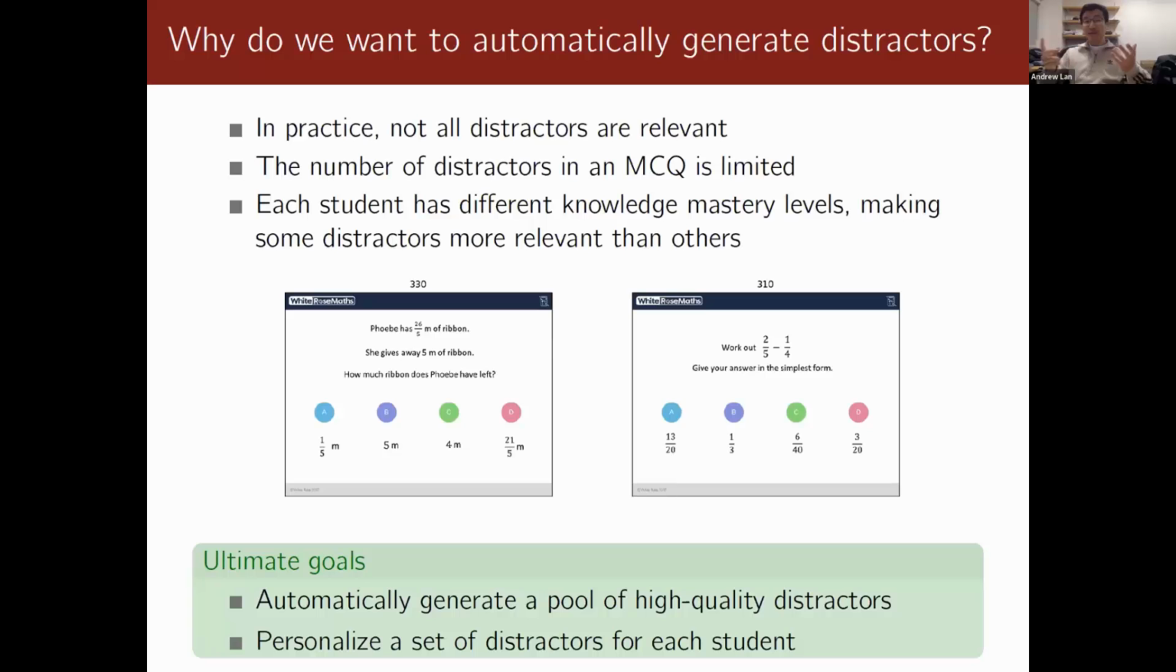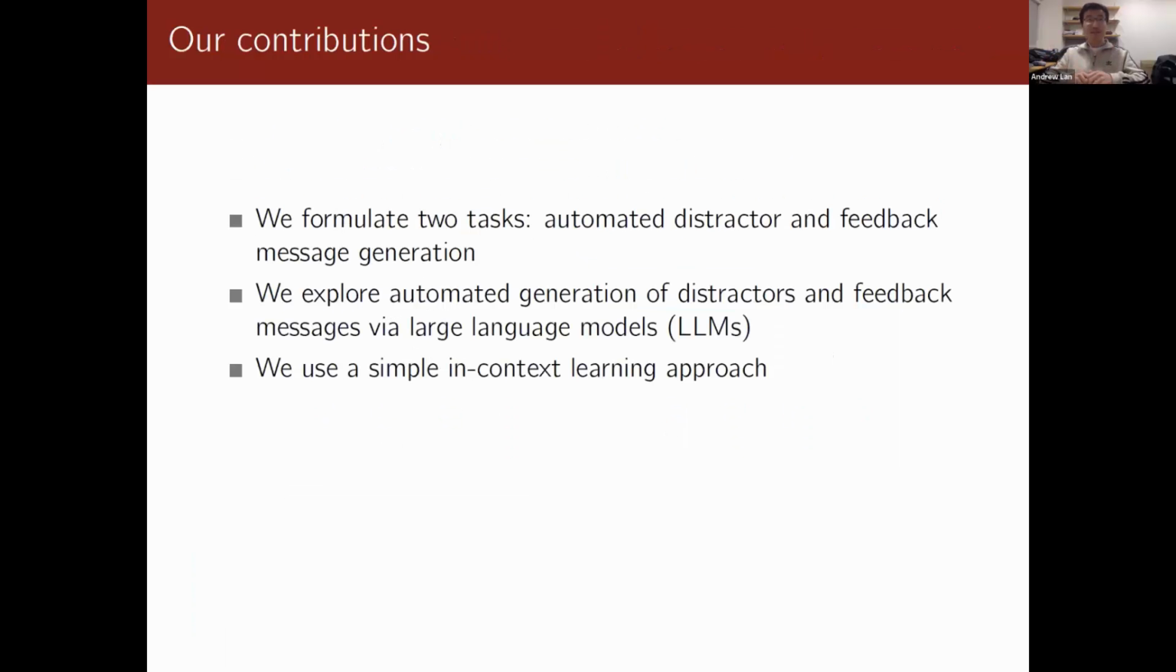So that is our ultimate goal, which is a little bit beyond the scope of this work. I just want to make sure that we know where we want to get to, which is to be able to automatically generate a pool of high quality distractors for each multiple choice question, and then ultimately, depending on the student progress, select a set of personalized distractors. All right, but for this particular work, we're only dealing with really the easiest piece.